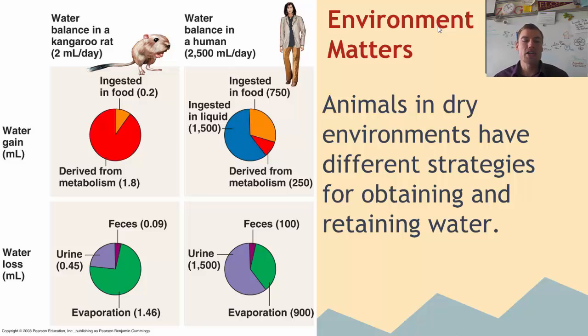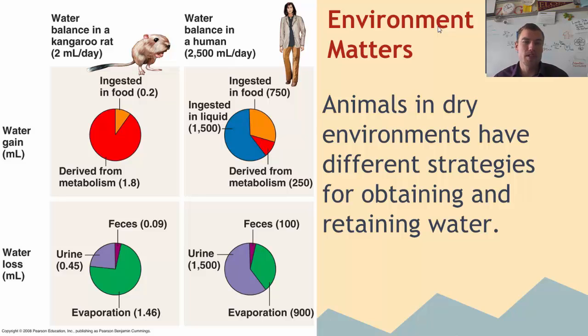And then they are actually not going to produce nearly as much urine because they are trying to maintain their water. And they're going to lose a lot of their water through evaporation, which is just a natural thing that's going to happen when you live in a desert environment, right? It's going to be very dry air, so you're going to go through a lot of evaporation.